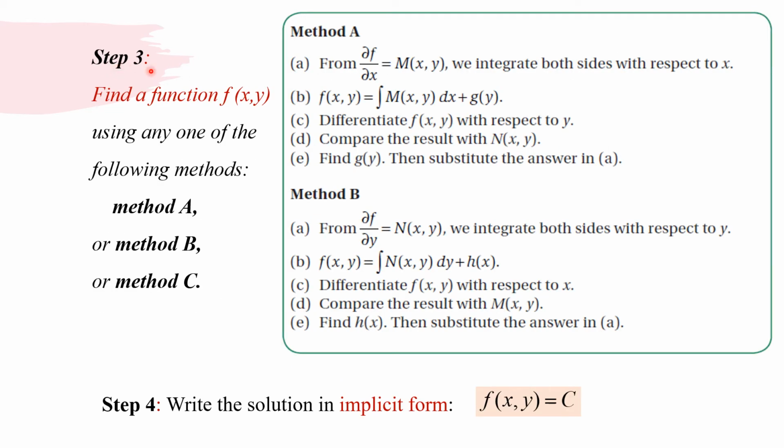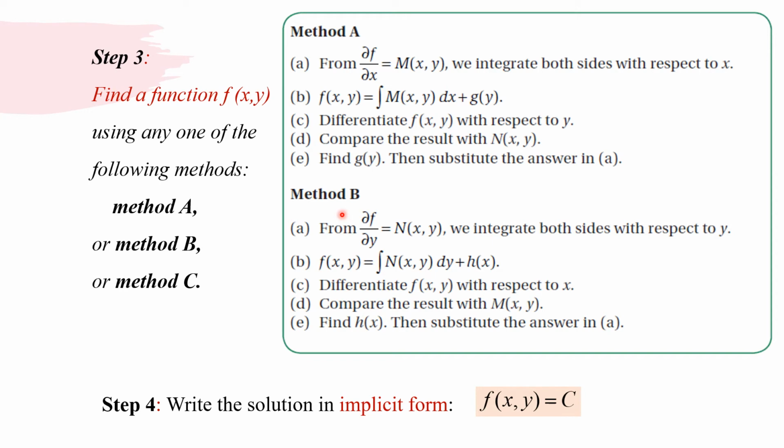Step 3: find the unknown function f(x,y). In other words, in this step, we are going to determine the solution for the exact equation, which is in the form of the function f(x,y). To find f(x,y), we can apply one of the following methods: method A, method B, or method C. The textbook that we are using discusses method A and method B, and there are several steps that we need to execute in order to apply either method A or method B.